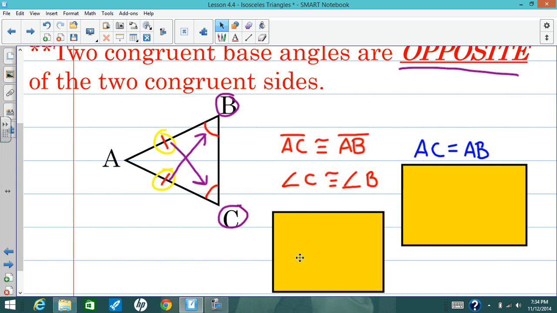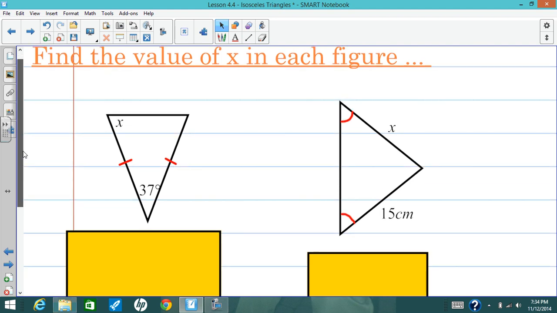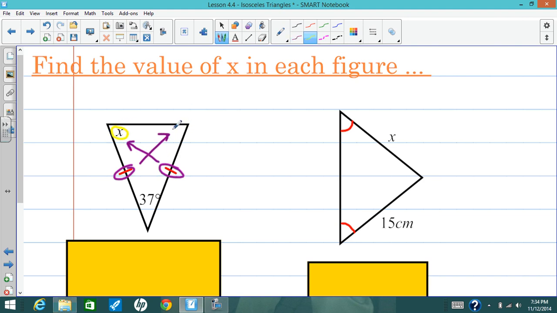So we know angle C is congruent to angle B. So that makes their measures equal. The measure of angle C is equal to the measure of angle B. So we can use that to find different values in isosceles triangles. As soon as I know that two sides are congruent in a triangle, I know that that triangle is isosceles. So I know that the angles across from the congruent sides are congruent. So that means here that this angle X is also the same as that angle right there, X.